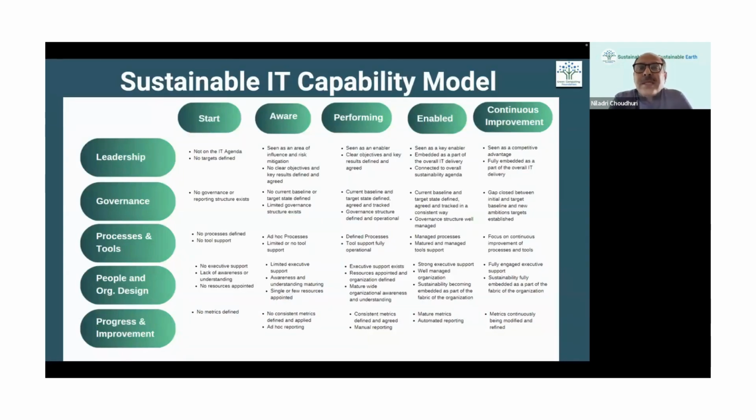So if you look at the sustainable IT capability model, we are talking about the starting, awareness, performing, enabled, and continuous improvement. These are the 5 levels of the capability model. And we have to look from the leadership point of view, from the governance point of view, from the process and tools point of view, from the people and org design point of view, and from the progress and improvement point of view.